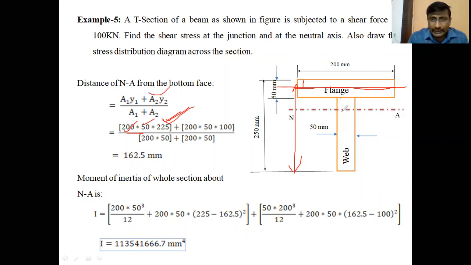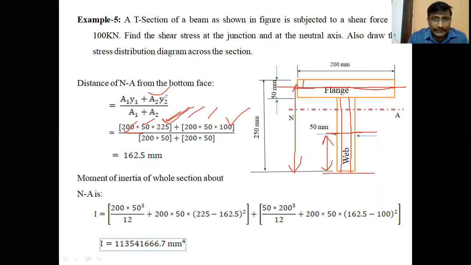A2 means the area of the web. The area of the web is also 200 into 50, the height of the web and the thickness of the web is 50. And Y2 means the center of gravity of the web from the bottom face. So the total height is 200, and the center of gravity of the web must be at the center, that is from the bottom face it is 100 mm. So 100 mm is Y2.